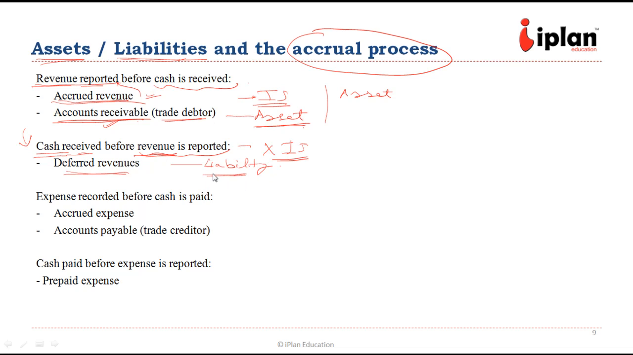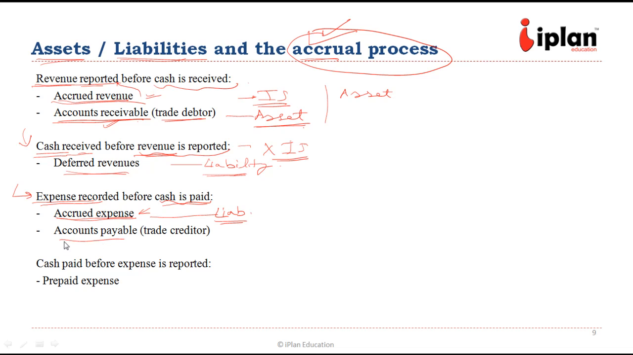All these differences are coming because we are following the accrual process. We are not following cash based accounting. That is why the difference is coming. Let us take another case where expense has been recorded but cash has not been paid. That is accrued expense. So the company has already consumed certain items but the cash has not been paid. So this is a liability.